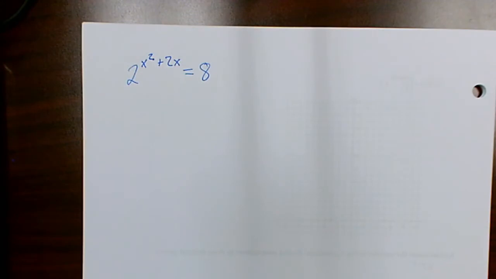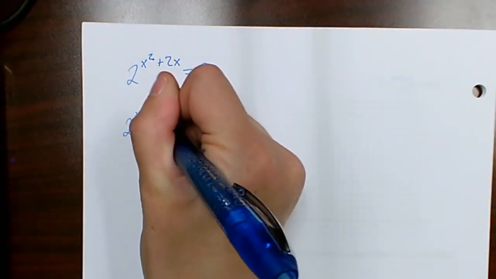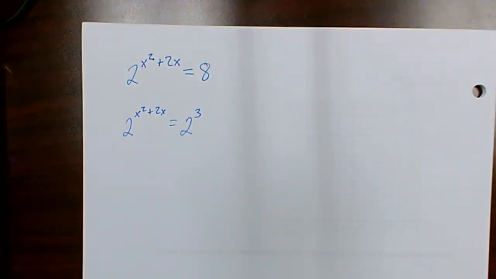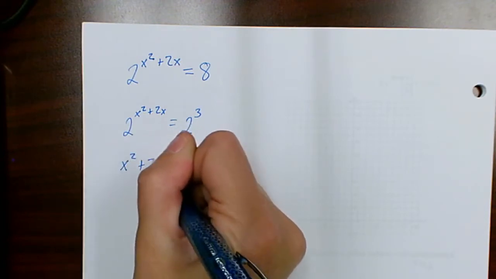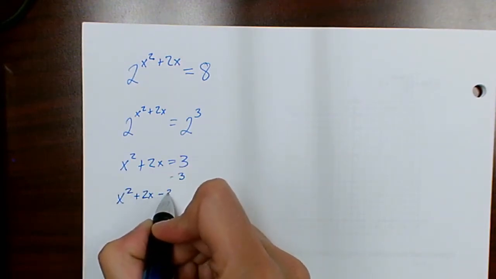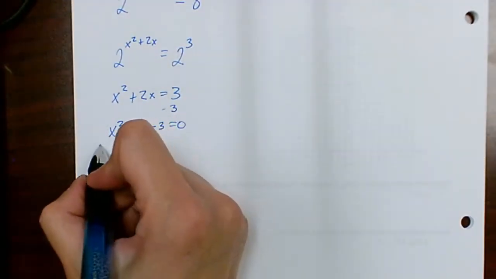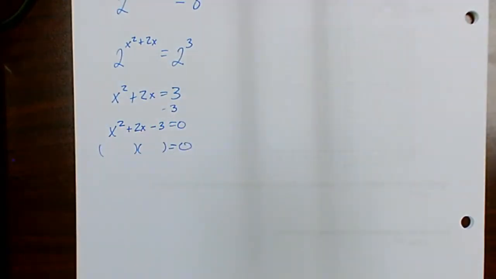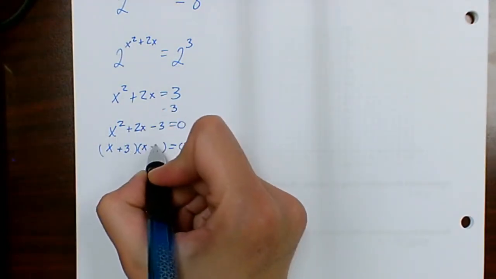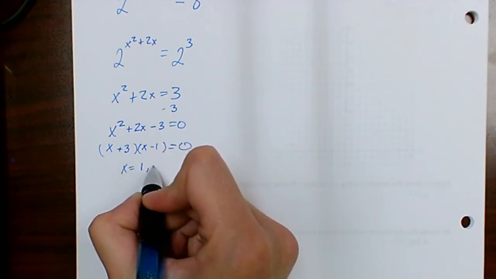So base 2 to the x squared plus 2x equals 8. 2 and 8 are related because we can rewrite 8 as 2 to the third power. Now we can drop the 2's and focus in on the powers. Since this is quadratic, we need to subtract the 3 over and then factor. Plus 3 minus 1, so x equals 1 and negative 3.